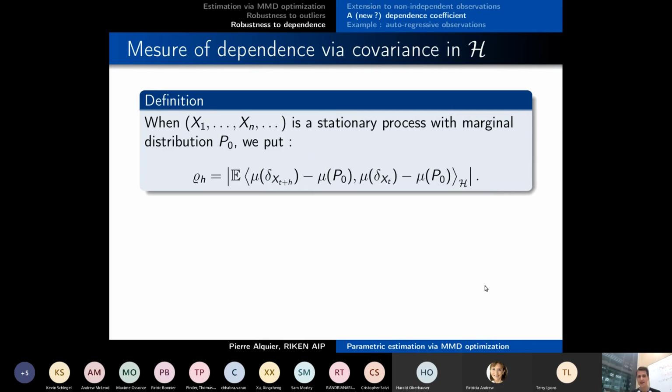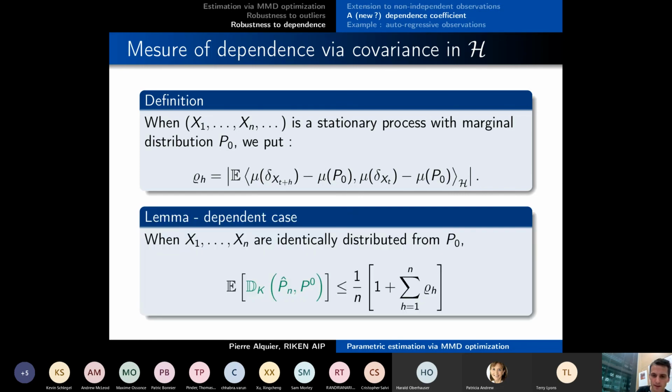I think this is interesting because if you want to write an assumption on the dependence of the data that would be as general as possible, but ensure that the previous proof would still work, you simply have to assume that the covariances between two observations decay fast enough with time. But not the covariances of the Xt themselves, rather the covariances of the Xt mapped in the Hilbert space.